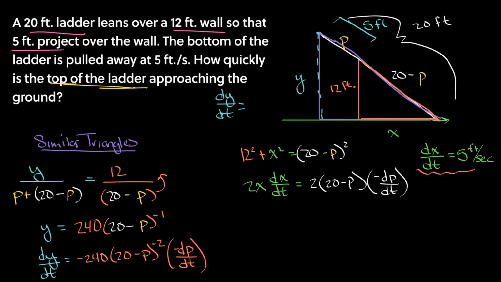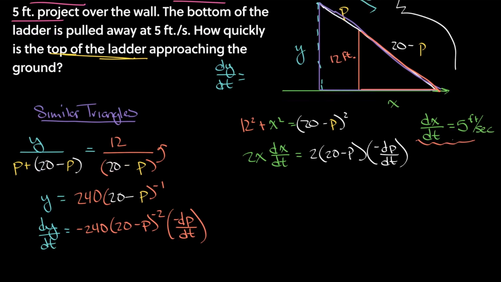We can now substitute our 5 in for dx/dt, but we need to find what x and p and dp/dt are. And how do we do that? Well, with other related rates problems, remember, we're given some information about a particular moment in time. This is the same thing that's going on with this problem here. We're told at a particular moment of time, 5 feet of this ladder is overhanging our wall.